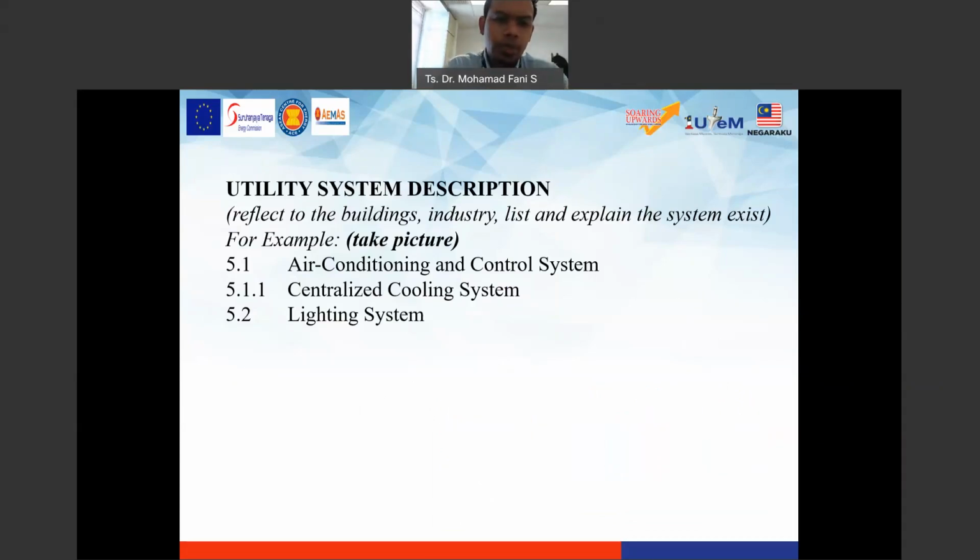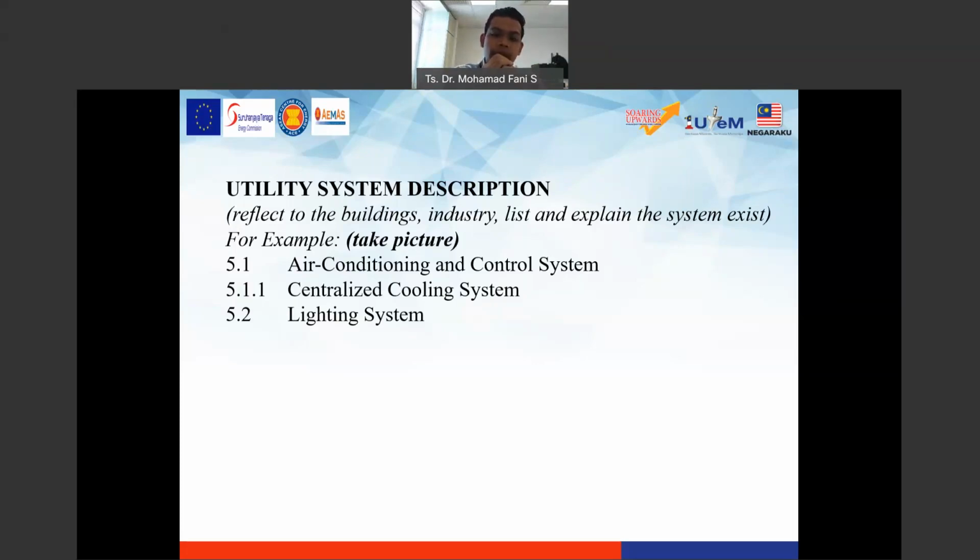Okay, let's move to the other part, the utility system description. This one refers to the building or industry: list and explain the systems that exist. So try to get the operation guide or maintenance guide to explain the utility system description. For example, this building needs an air conditioning system, so there is the available air conditioning and control system, centralized cooling system, lighting system. So put all these things, the description of the system.